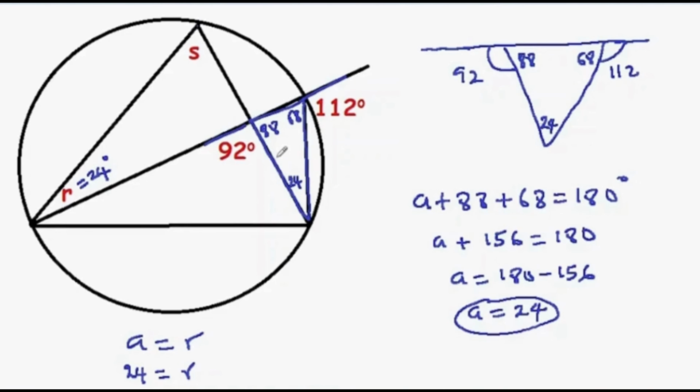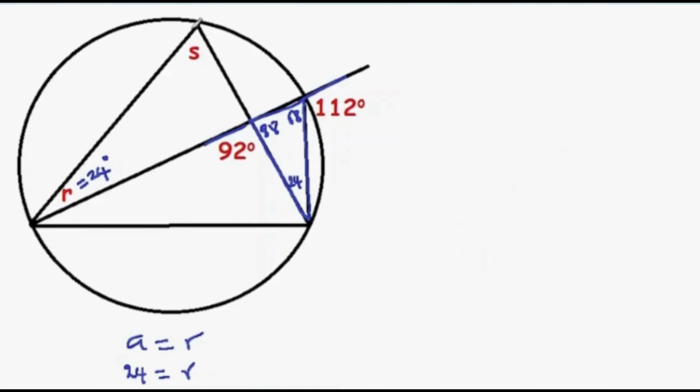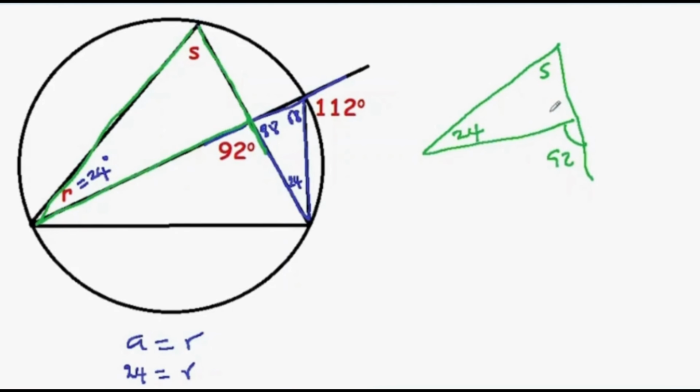Now, how do we look for S? Let us trace the triangle containing S. Let me draw it. Let's label this as M. We're going to look for M, which is very easy to get. M plus 92 is equal to 180 degrees, that's the sum of angles on a straight line. So M is going to be 180 minus 92, then M is going to be 88 degrees. So we'll replace M with 88 degrees.